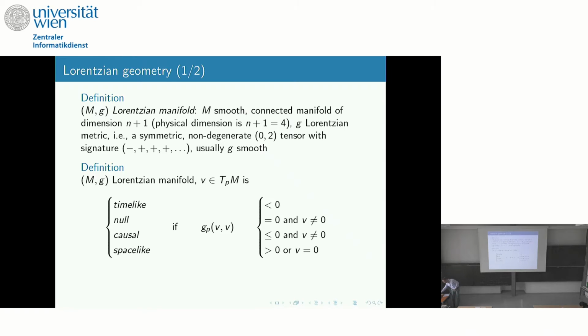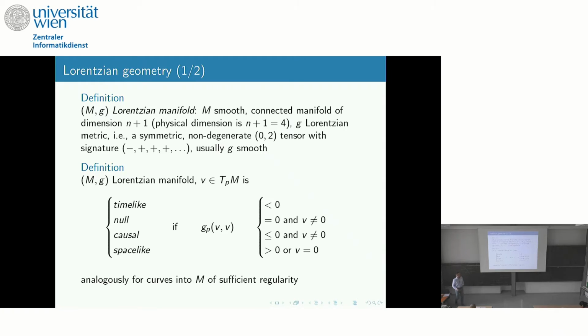To make a picture, at every point I'm picturing the tangent space. You have a cone. This cone is where g(v,v) is equal to 0. It's called the null cone. Inside the cone, g(v,v) is negative, and these are the timelike vectors. Outside of the cone, you have spacelike vectors.